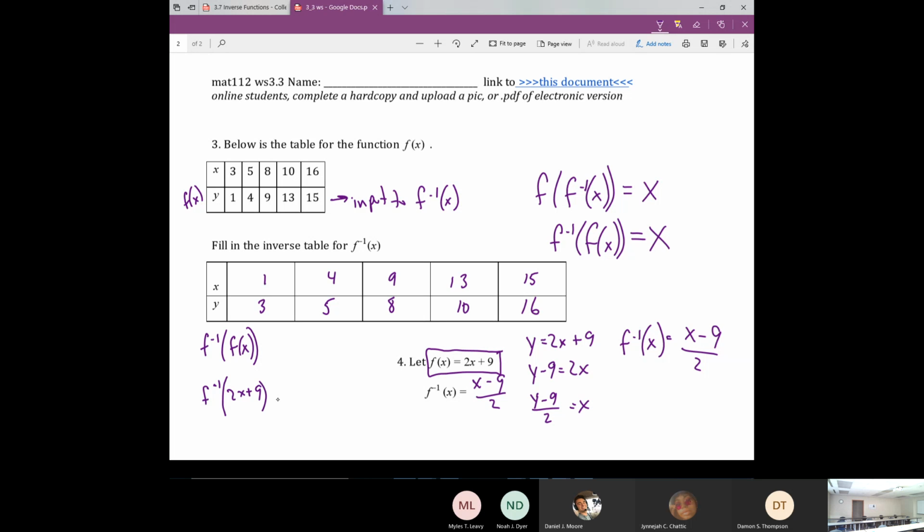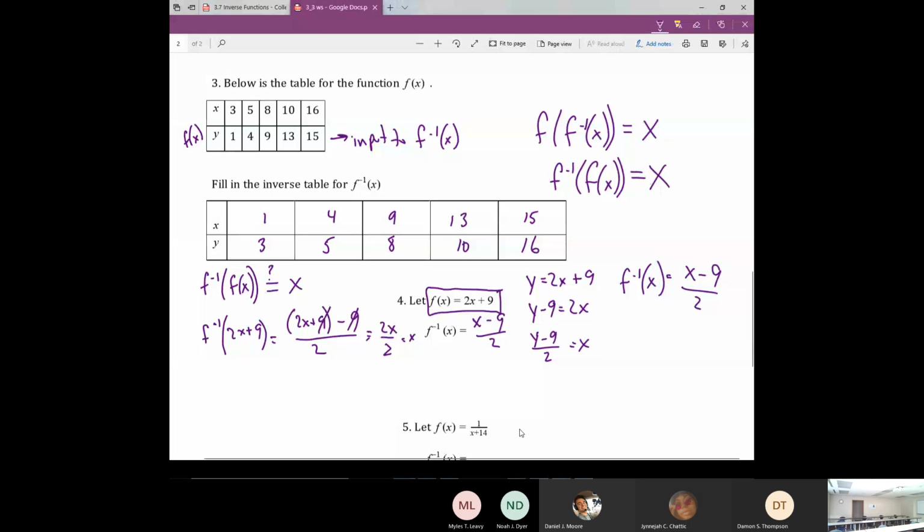What does that give me? Equals 2x plus 9 minus 9 divided by 2. We see that the 9 cancels out, and I get 2x divided by 2 equals x. Showing me that, yes, indeed, I should, and I do get f inverse of the original function giving me x.